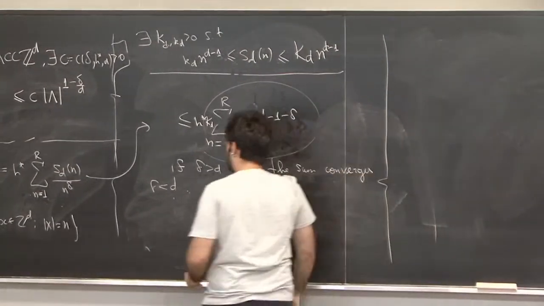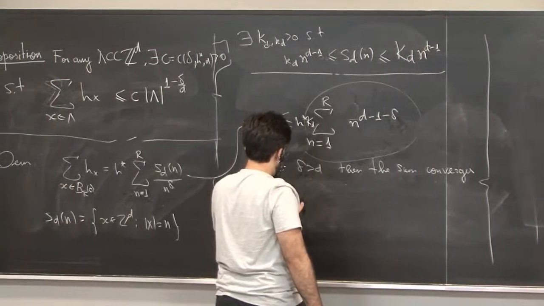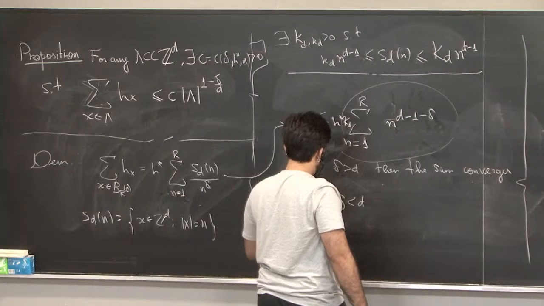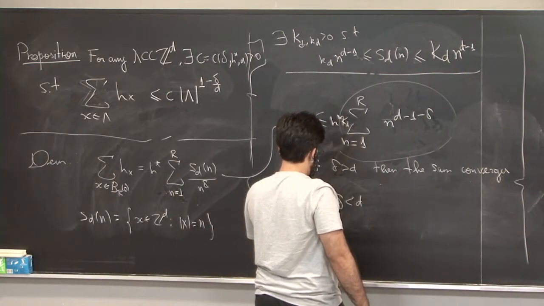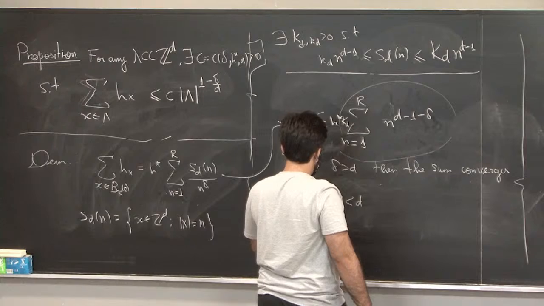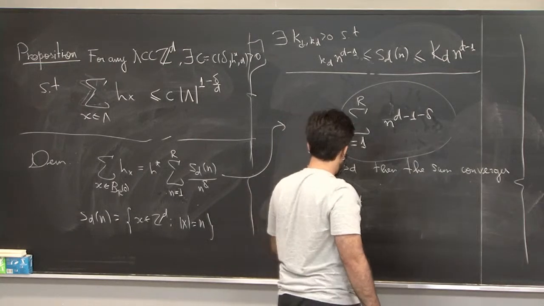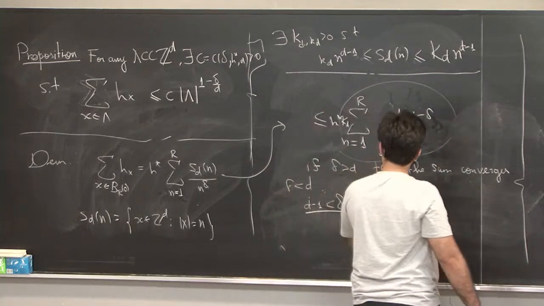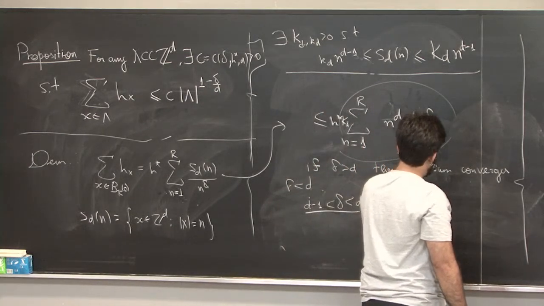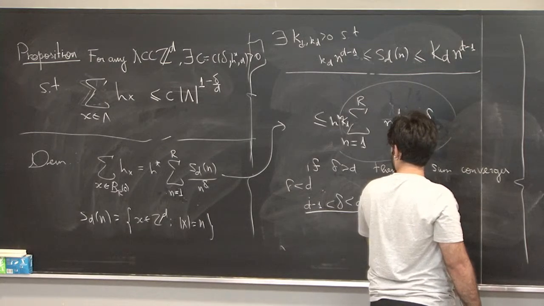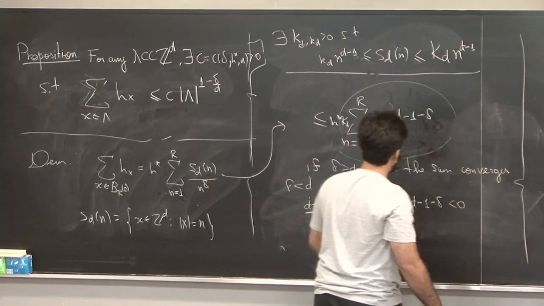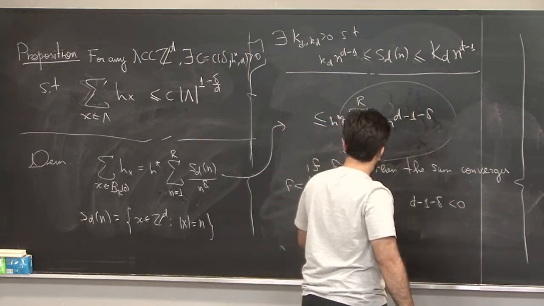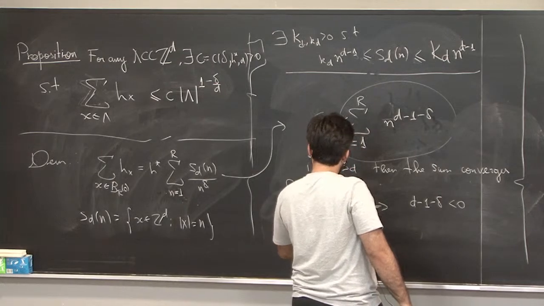The first one is the case that delta is less than d and larger than d minus 1. In this range, d minus 1 minus delta will be less than 0, so this sequence is decreasing.